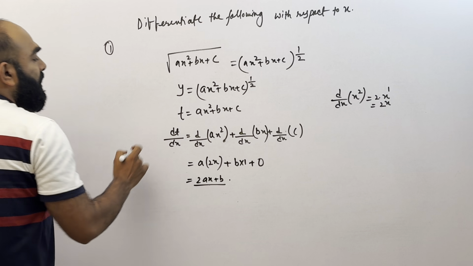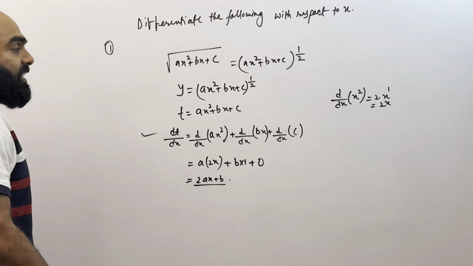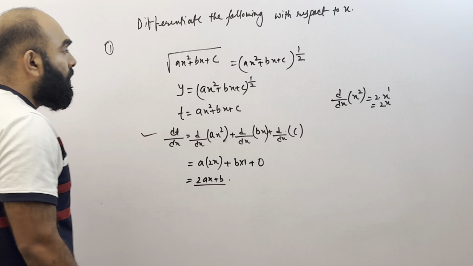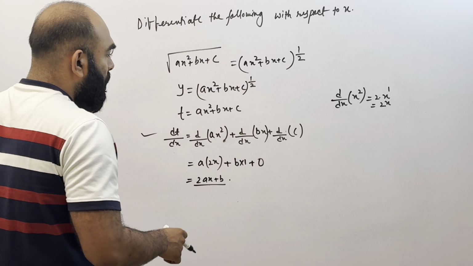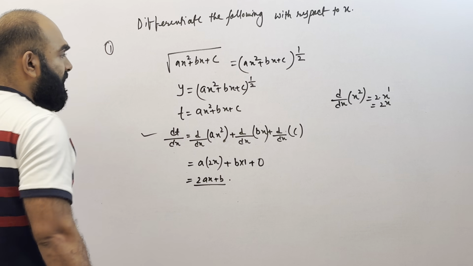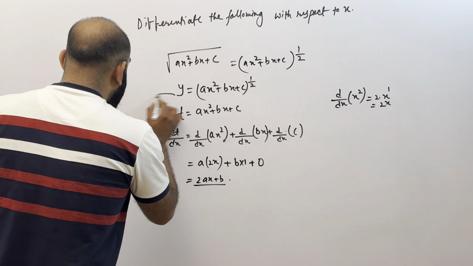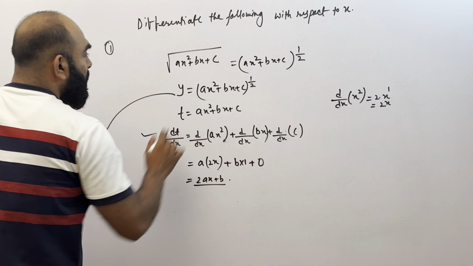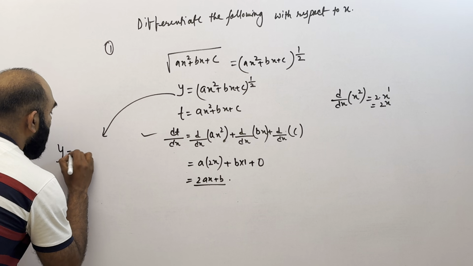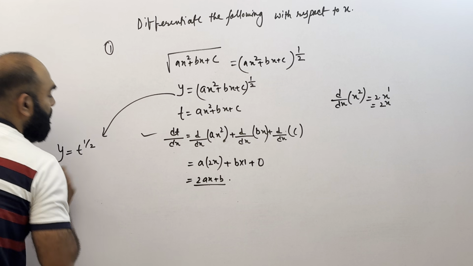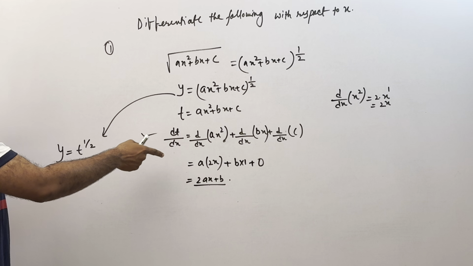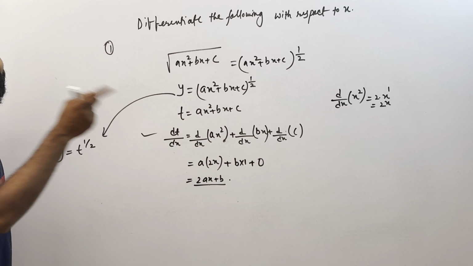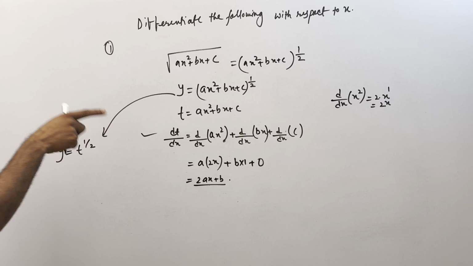So what we got is dt by dx. Now what do I have to do next? This is my dt by dx, and this function y is there. First I have to do this one. This y is written as y equal to t to the power 1 by 2, so y is a function of t. First step was this, and this is the second step. I missed out. If you are watching the videos, you are getting this.